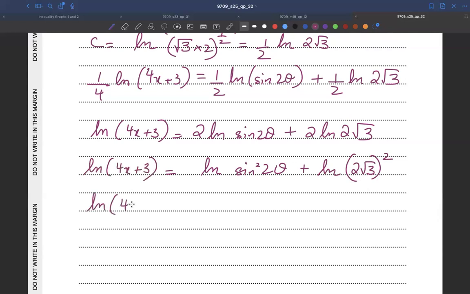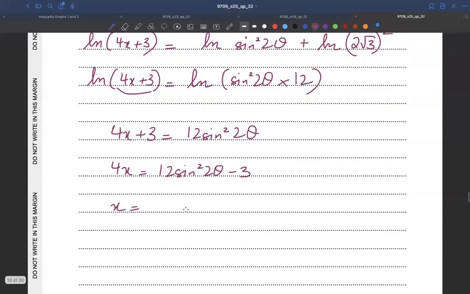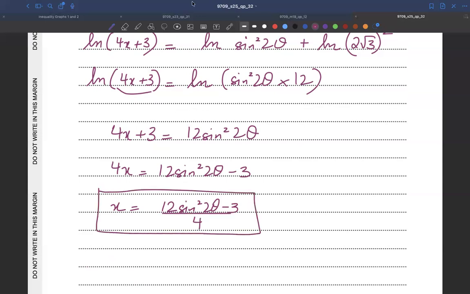So we'll get ln of 4x plus 3 equals to ln of sine square 2 theta times 2 root 3 whole square, which will be 2 square 4, 4 times 3 is 12. So finally we can write 4x plus 3 equals to 12 sine square 2 theta, and then 4x is equals to 12 sine square 2 theta minus 3, and finally x is the subject over here, and that will be x equals 12 sine square 2 theta minus 3 divided by 4, and that would be our final answer.